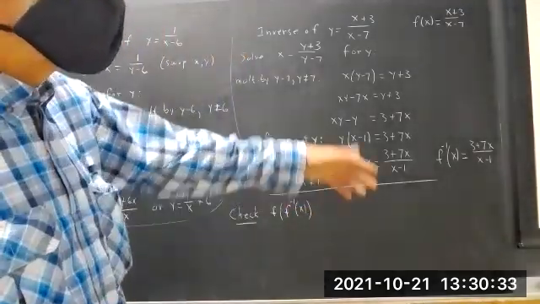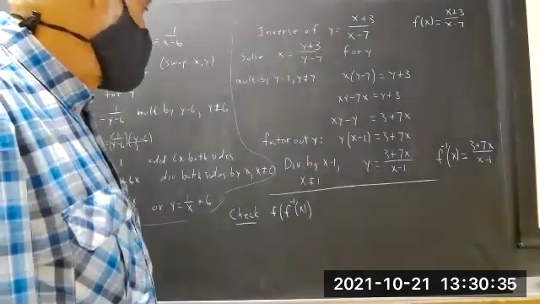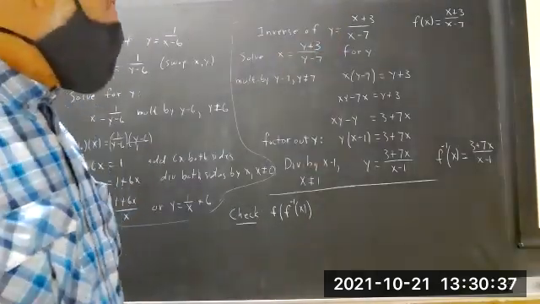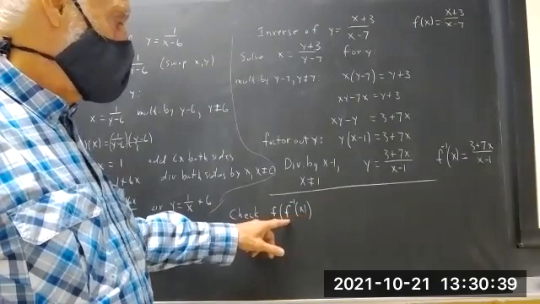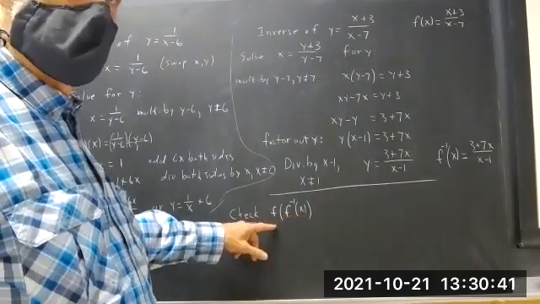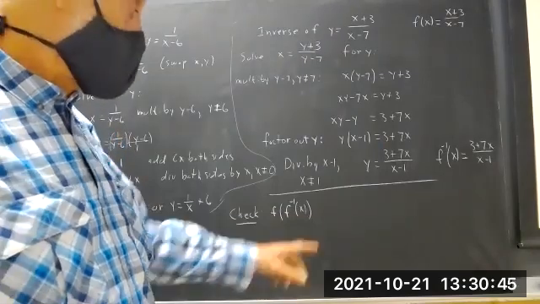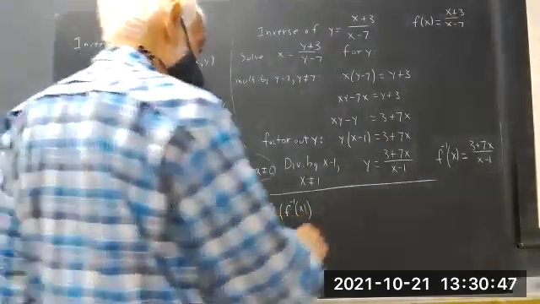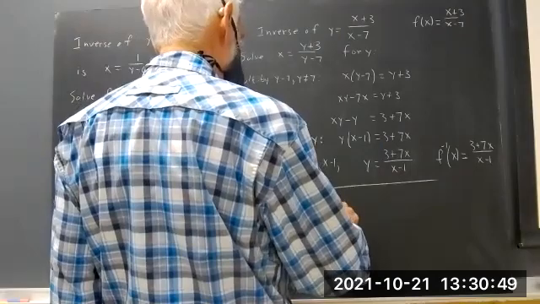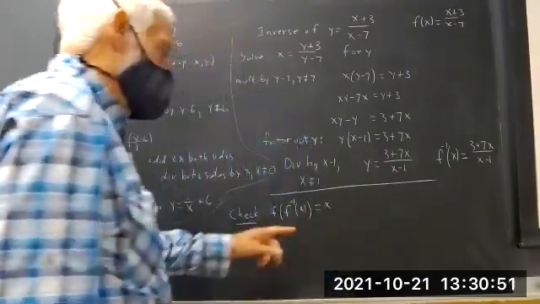So the inverse function is a function that undoes the original function. If you start with x, then do f inverse, and then do f, you should get back where you started from. Where do you start? You started at x. We'll check and see if that's true.